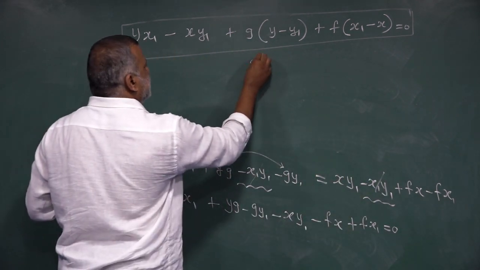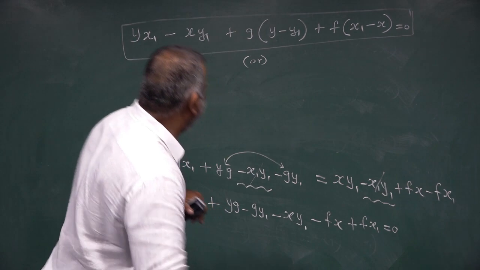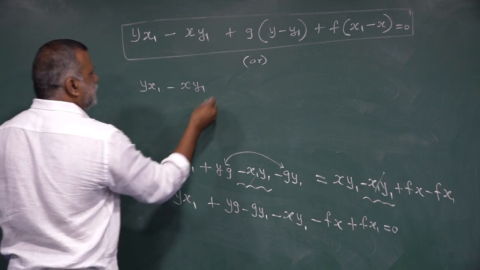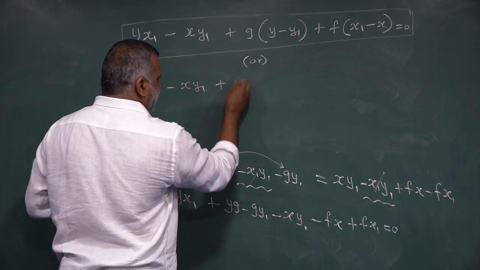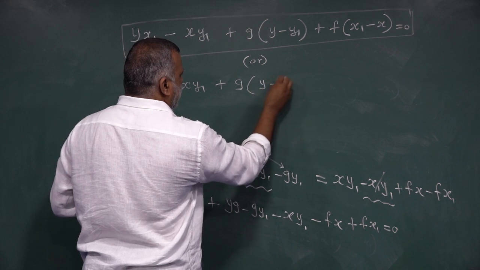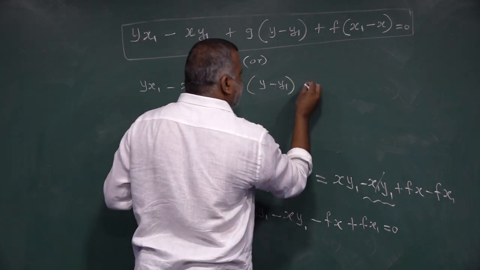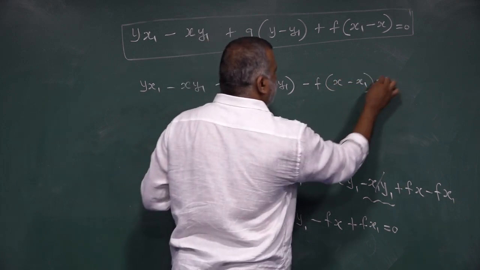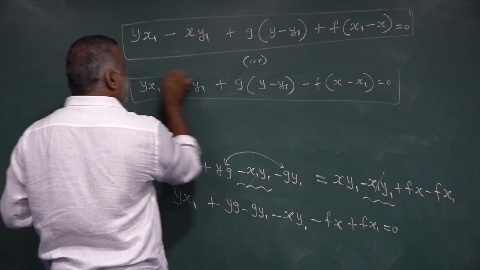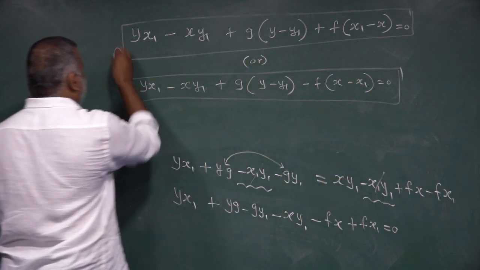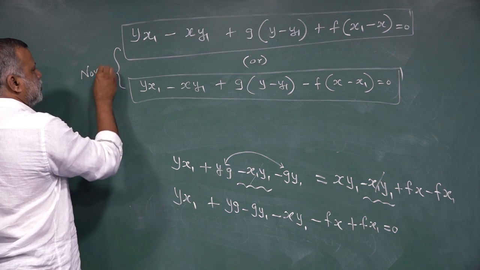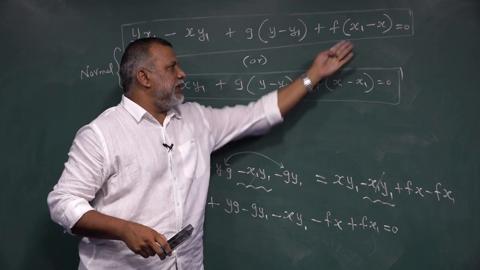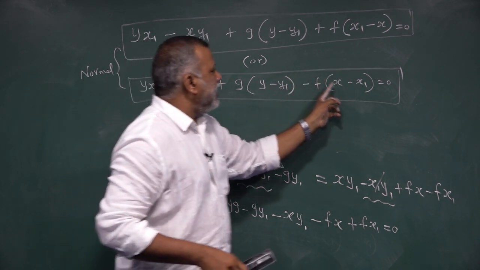Or we can adjust like this. We can write this element like this: y x1 minus x y1 plus g, take out g as common, y minus y1. Here if you are taking negative f, it can be written like this: x minus x1 equal to 0. Both are the same only. This is said to be the equation of the normal. See, both are the same only. Here I am taking negative, then it can be written in the form of minus of x minus x1.